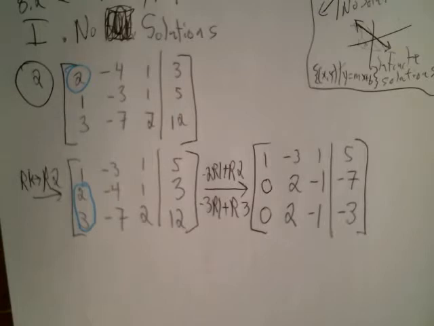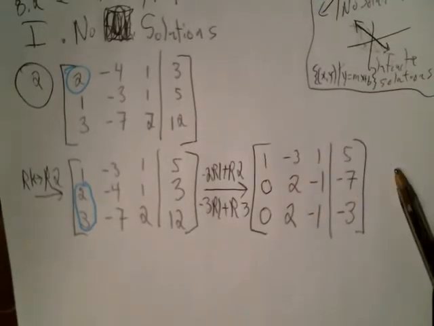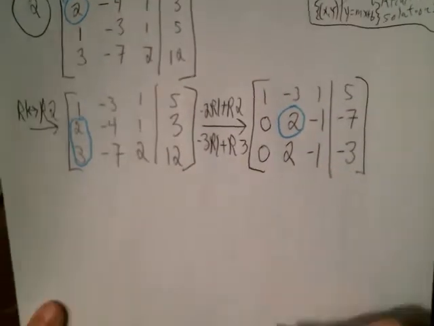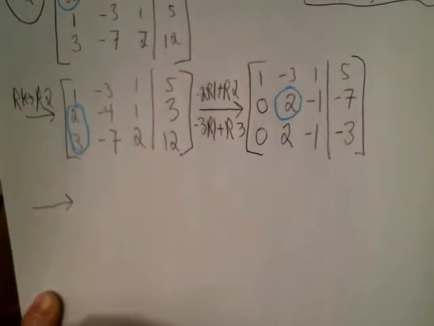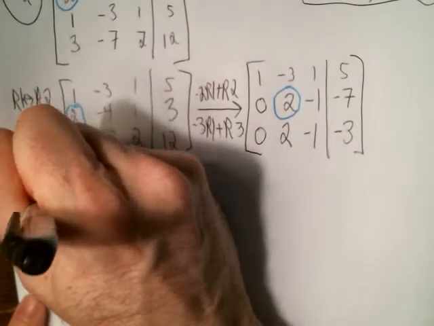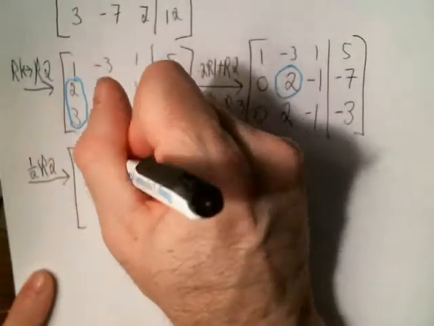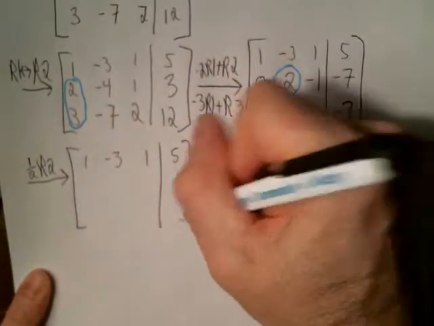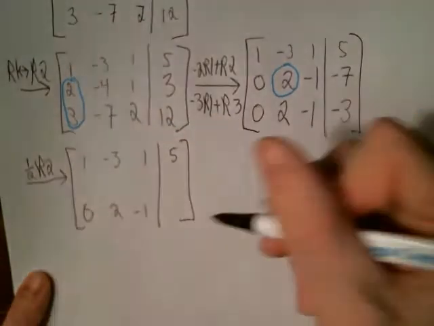Okay, so now I go after the pivot position. I go after this position here. I want a 1 there. So I'm going to multiply row 2 by 1/2. Okay, so I got 1, negative 3, 1, 5. 0, 2, negative 1, negative 3.